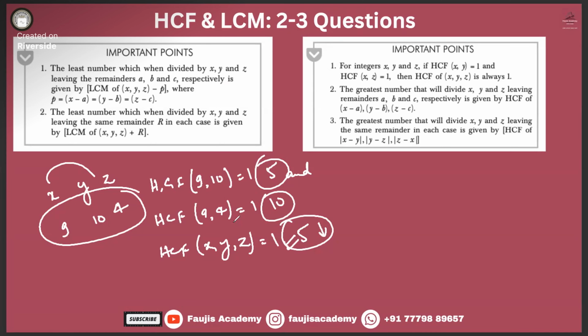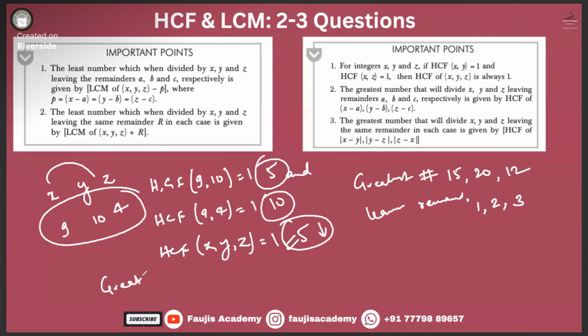So we are now at the second point: the greatest number that will divide x, y, z, leaving a, b, c respectively. Okay. So I'm asking the greatest number that will divide, let us say, 15, 20, and let us say 12, leaving remainders 1, 2, and 3. How will you find that greatest number? Whenever they ask you greatest number, what will you find? HCF. So one thing is clear, we have to find HCF.